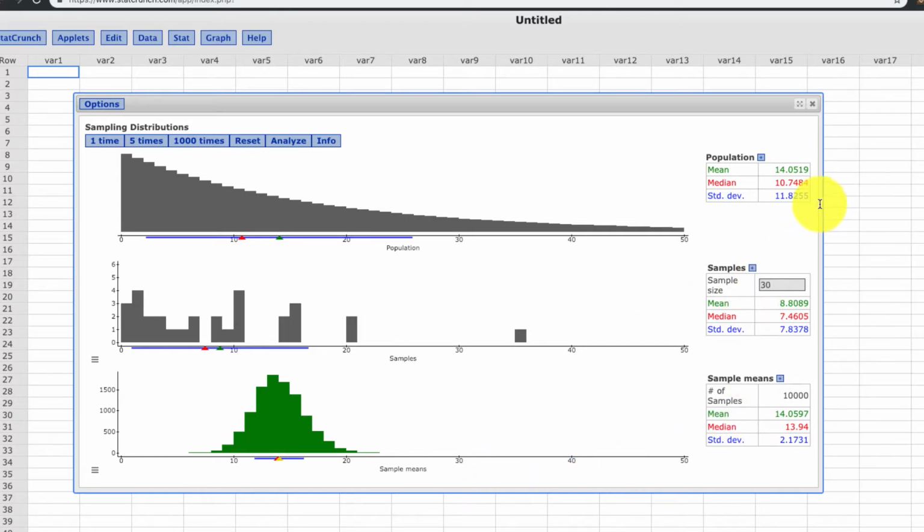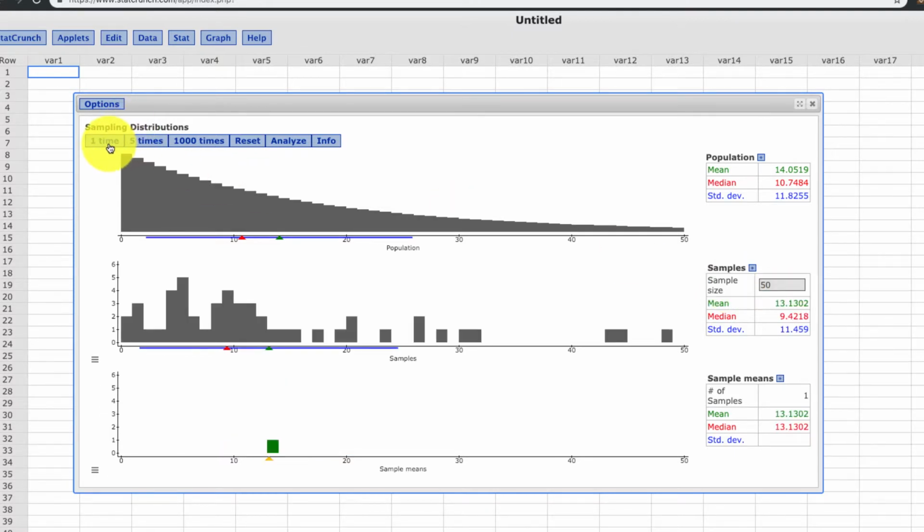Also notice some things. What's the mean of the population? 14.05. What's the mean of this entire distribution of sample means? So the mean of the sample means, it's 14.05. What about the standard deviation? Well, this thing was awfully spread out up here, 11.8. Notice this is a lot less spread. All right. Now let's check it out. So that's 2.1. Now let's redo this and let's choose samples of size 50.